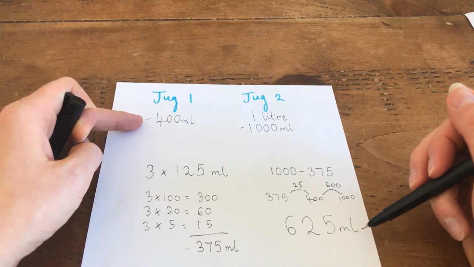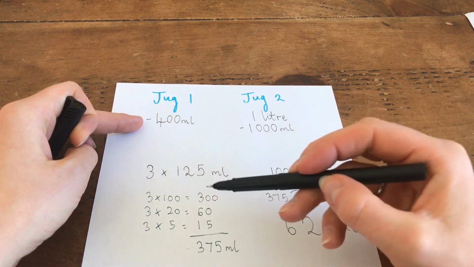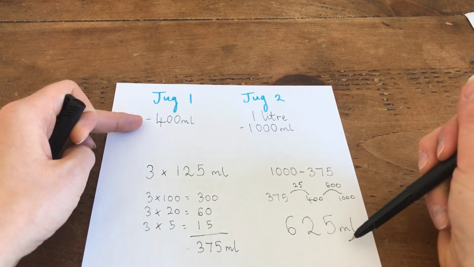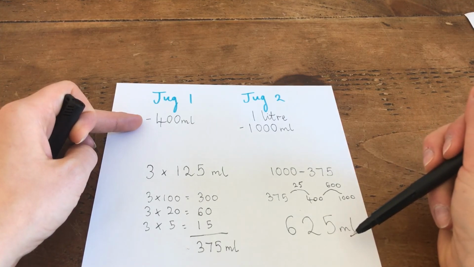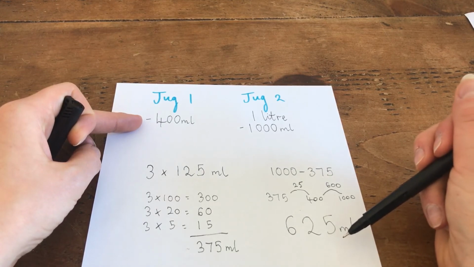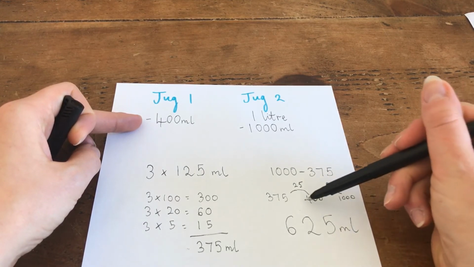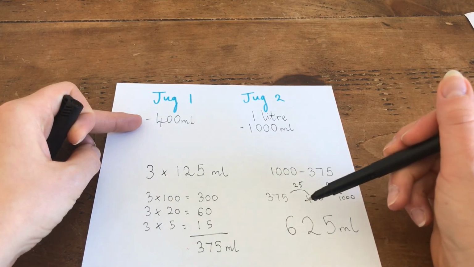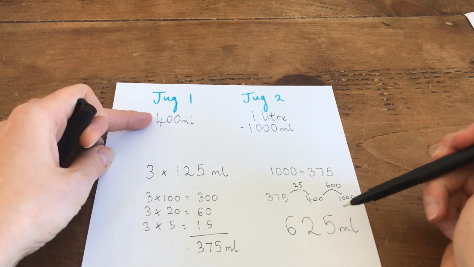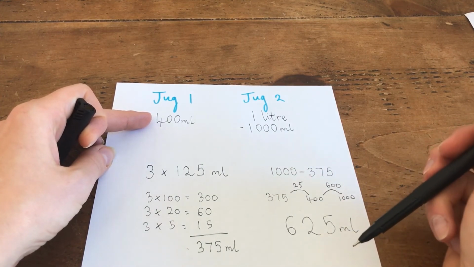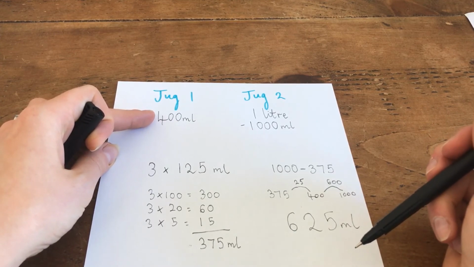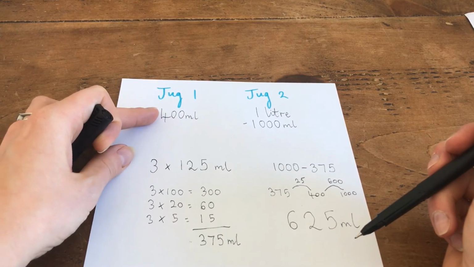So is he right? Stanley said that if he made 3 more drinks using jug 2, both jugs would have the same amount left in. So is he right? No, he's not right. And so how much juice will be left in jug 2? 625 millilitres, which is still more than what was in jug 1. So he was wrong, but we were right because we worked it out. Right, let's have a little look at the bonus question, if you'd like to have a look at that.